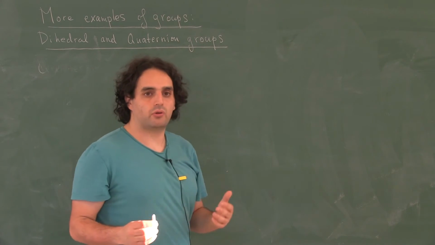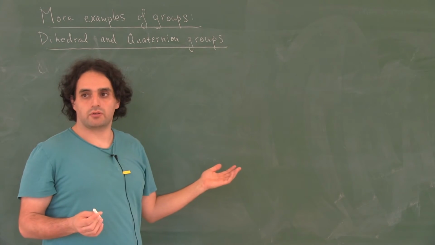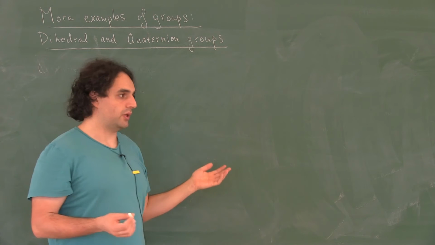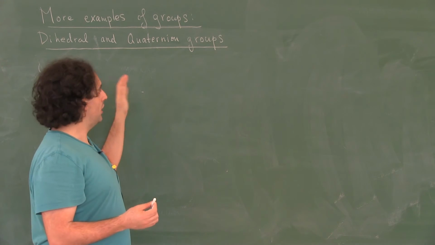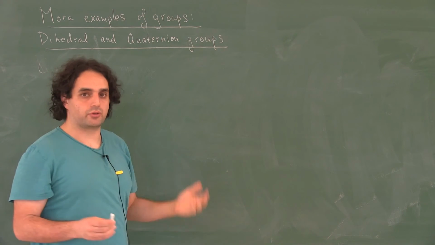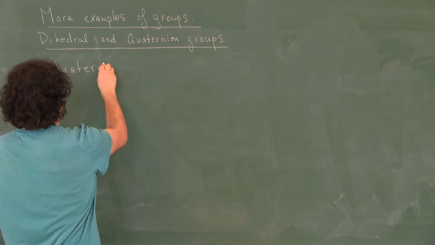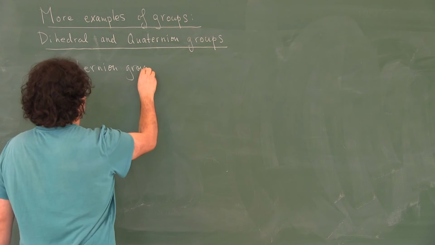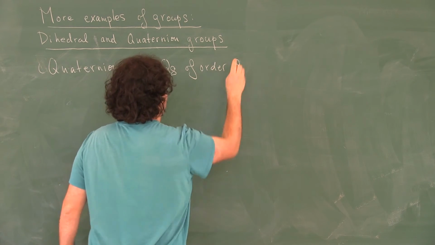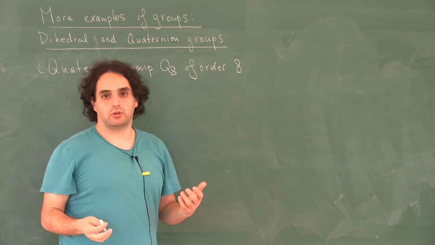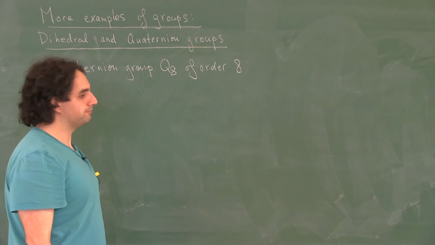Okay, so now I've told you about 2 ways of thinking about the dihedral groups: one in terms of generators and relations, one geometrically as symmetries of the regular n-gon. I'd like to now tell you about a different but related group called the Quaternion group of order 8, Q8. It's very useful as an example of a group with special properties. You will see this on the homework.